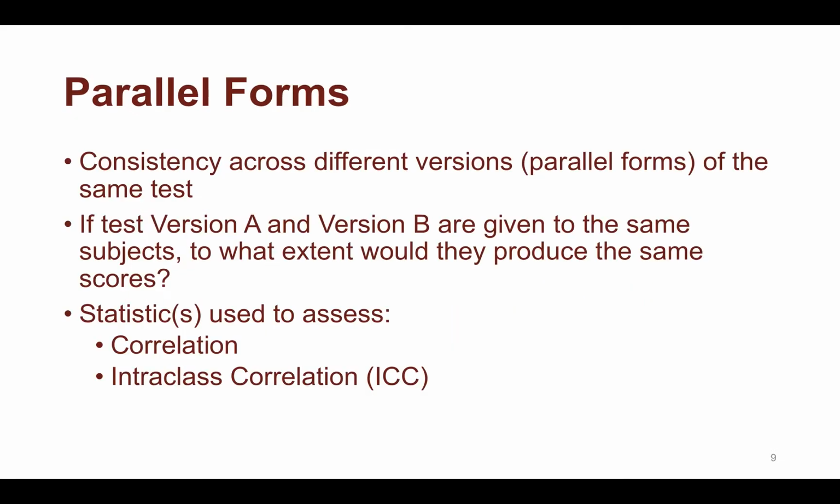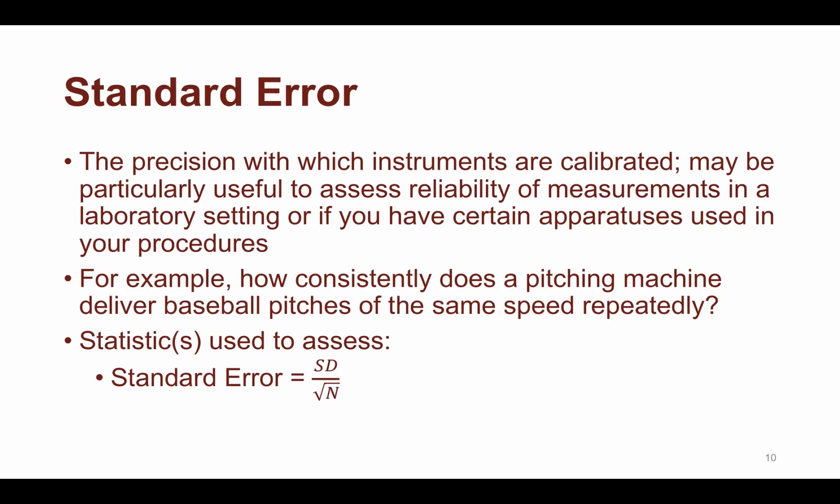Parallel forms reliability comes into play when you have different versions of the same test. Basically, how consistently do different versions, such as version A and version B, produce the same scores if given to the same subjects? This is sometimes relevant in academic testing situations where you have different versions of the SAT or the GRE, for example. And like we've said with earlier examples of reliability, we can use correlation and ICC to assess parallel forms reliability.